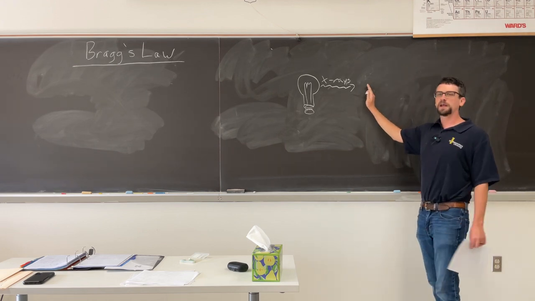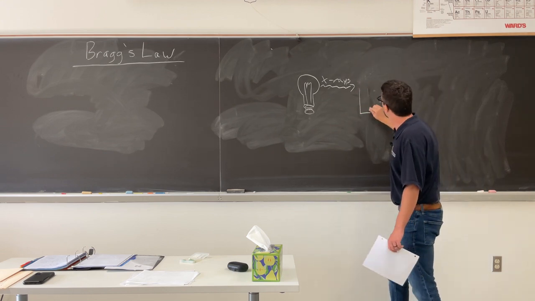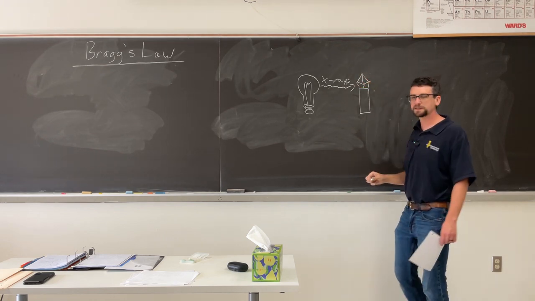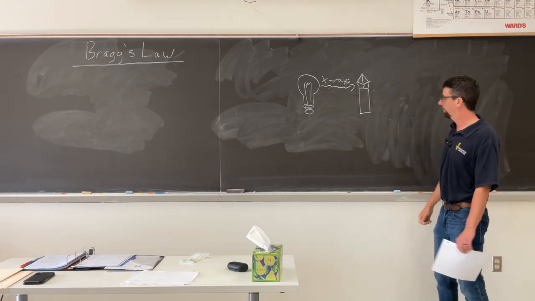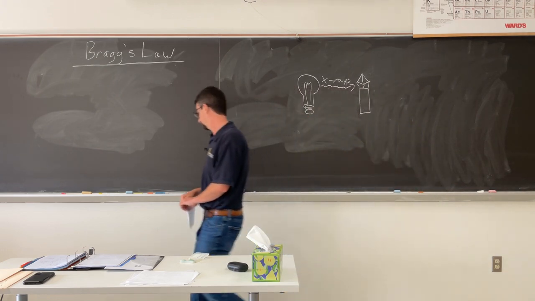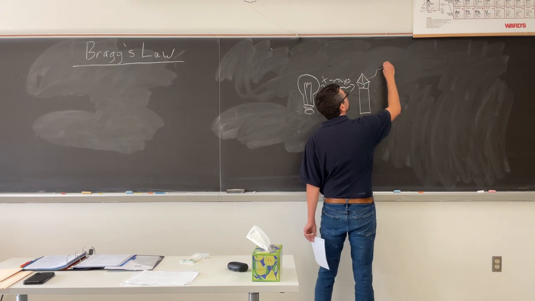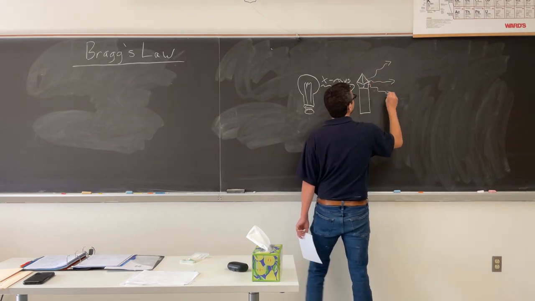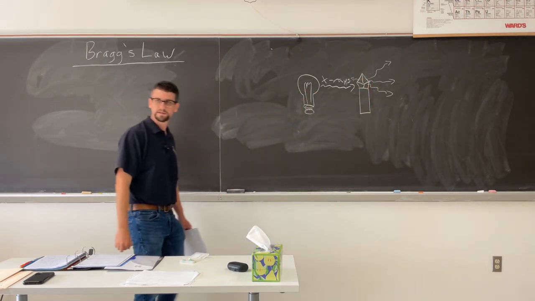Okay, what are we shooting X-rays at though? Yeah, so we have a crystal. We're drawing it like this, but it doesn't have to be a single crystal. It could be a milled powder. Now, what happens to this? Yep, it diffracts. You get some that go this way, some that go that way. Even some will shoot back towards the detector.